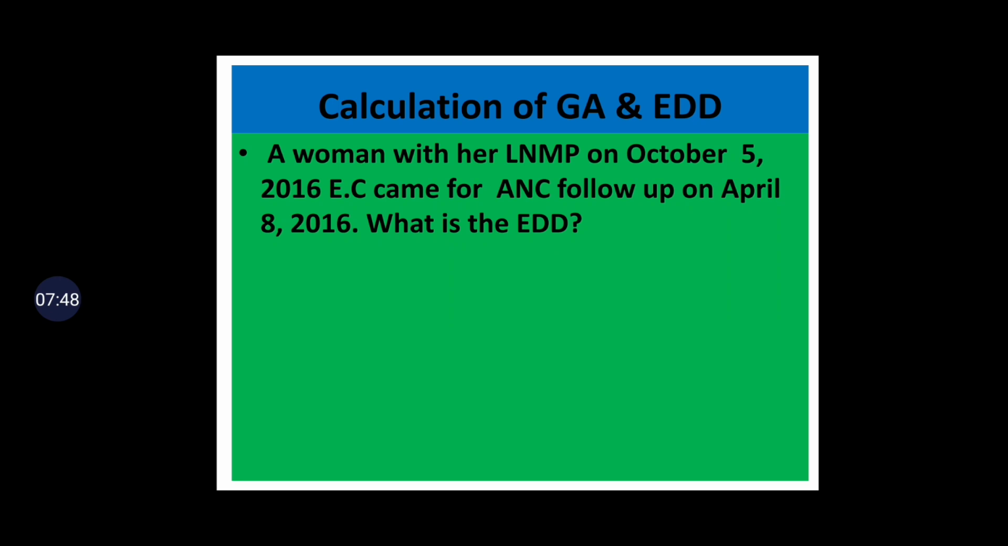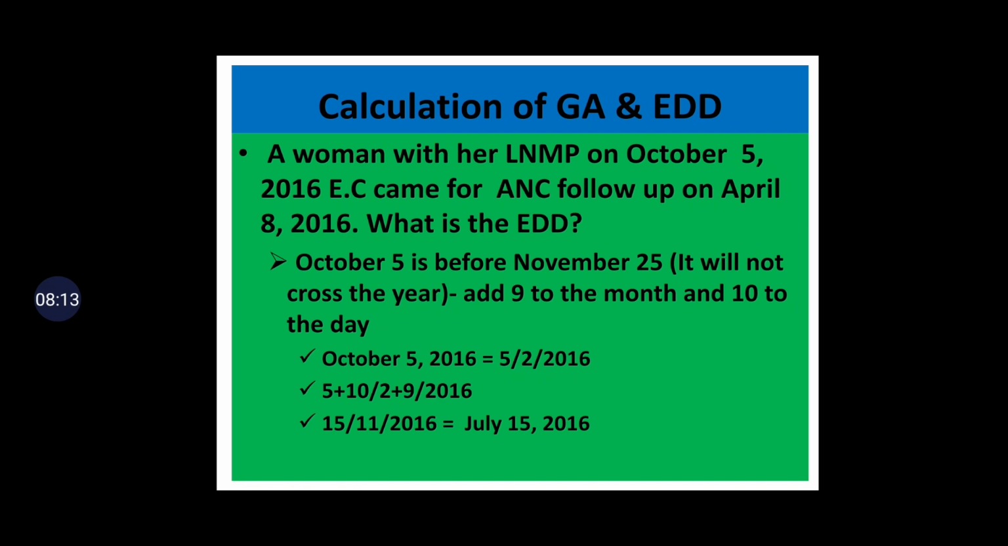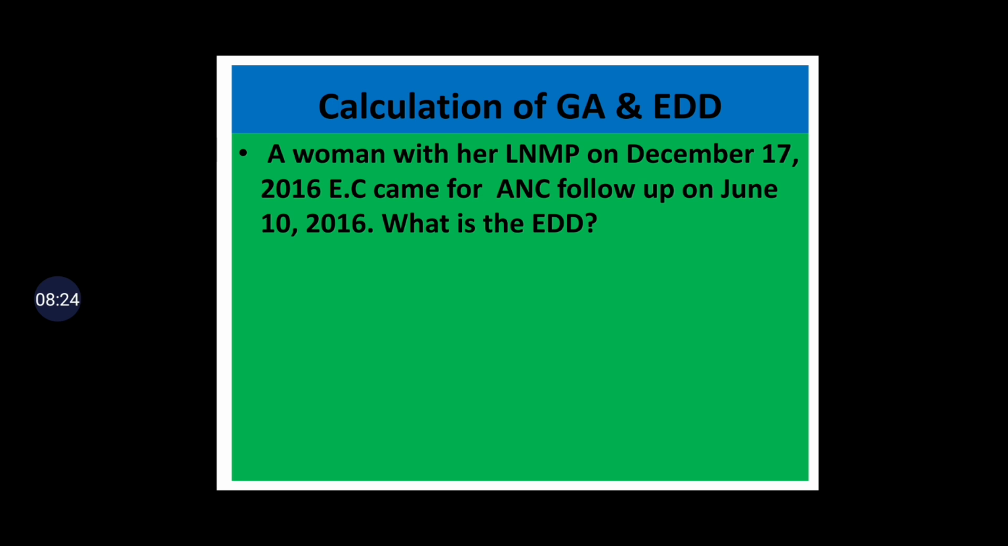A woman with her last normal menstrual period on October 5, 2016 Ethiopian calendar came for ANC follow-up on April 8, 2016. What is the EDD? October 5 is before November 25. That means it will not cross the year. So add 9 to the month and 10 to the day. Then 5 plus 10 gives 15, and 2 plus 9 gives 11. Then it becomes July 15, 2016.